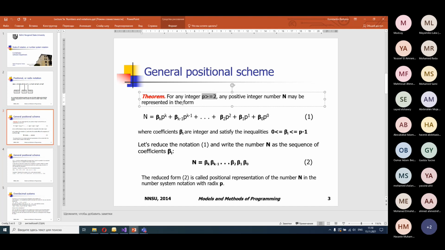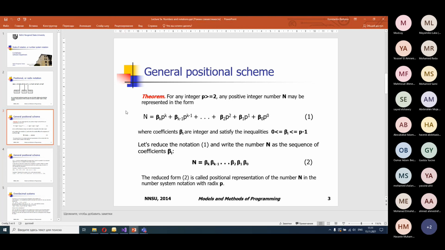And there is a theorem that for any integer number p greater or equal to 2, any positive integer number n may be represented in the following form: n equals beta k times p power k plus beta k minus 1 times p power k minus 1, and so on, up to beta 0 times p power 0, where coefficients beta are integers and satisfy the inequalities that beta is between 0 and p minus 1. And the number p is called radix.